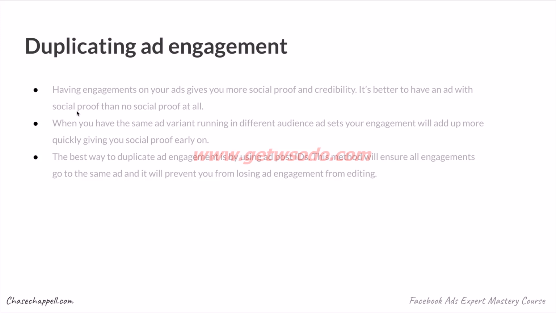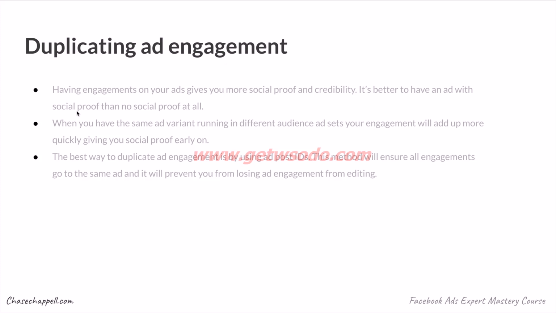Now, the best way to duplicate ad engagements is by using ad post IDs. Each of your ads has a unique ID, so this method will ensure all engagements go to the same ad, and it will prevent you from losing ad engagements from editing, because it's not going to allow you to edit once you actually start duplicating your ad ID engagements. And if you don't know what an ad post ID is, that's okay.